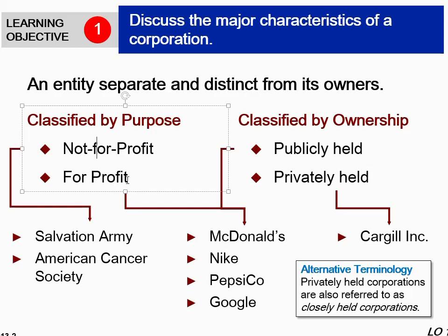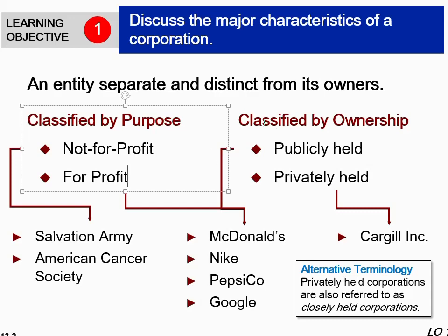If we talk about profit, most of the businesses which are currently active, their basic purpose is to earn profit. The most common examples here are McD, Nike, PepsiCo, and Google, and many more. They are all types of corporations which are formed to earn profit. So their purpose is profit.